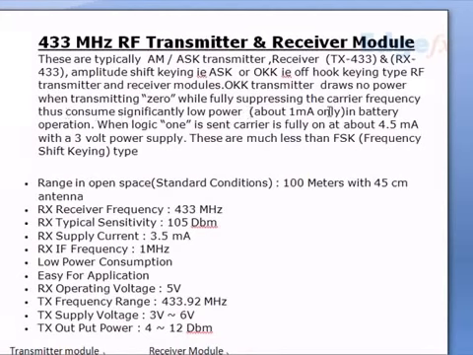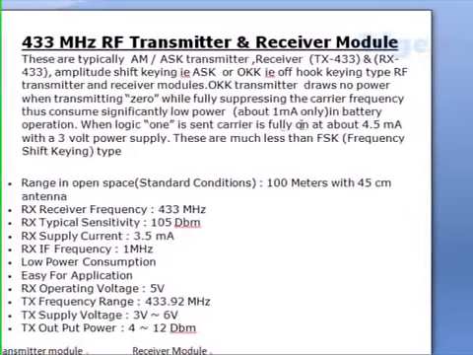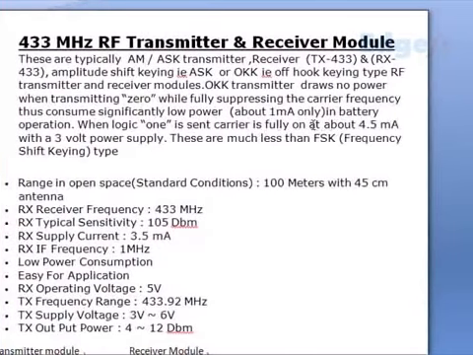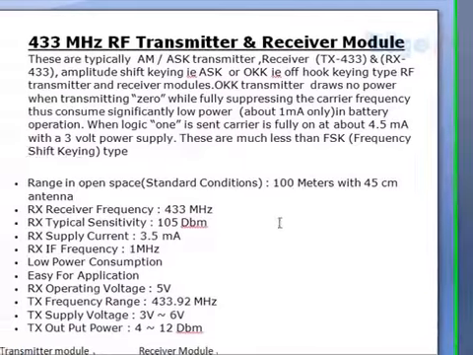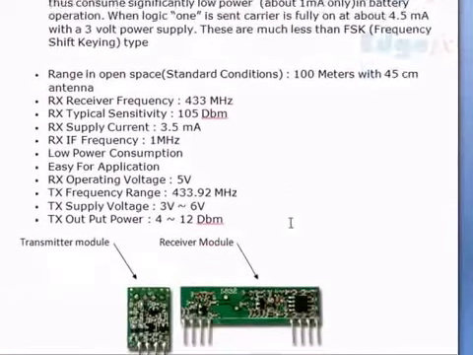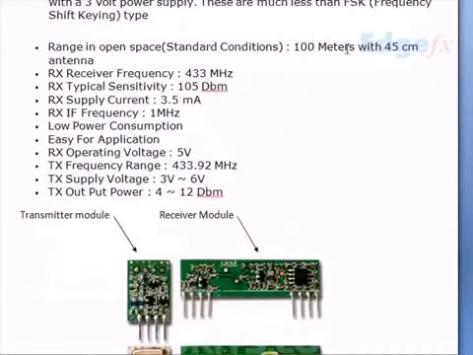about 1 milliampere only, in battery operation. When logic 1 is sent, the carrier is fully on at about 4.5 milliamperes with a 3 volt power supply. These are much less than FSK, that is frequency shift keying type. The range in open space is about 100 meters with about 45 cm antenna.